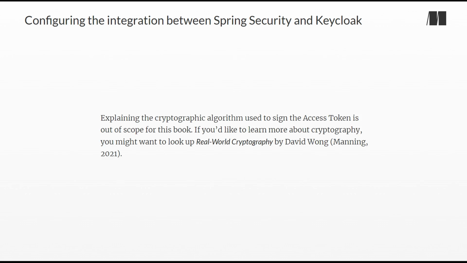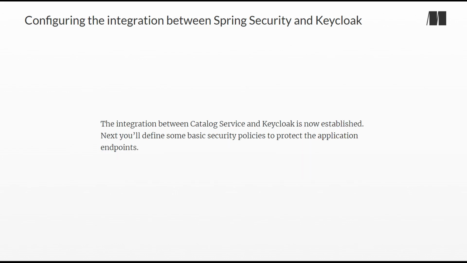Note: explaining the cryptographic algorithm used to sign the access token is out of scope for this book. If you'd like to learn more about cryptography, you might want to look up Real-World Cryptography by David Wong, Manning, 2021. The integration between Catalog Service and Keycloak is now established.